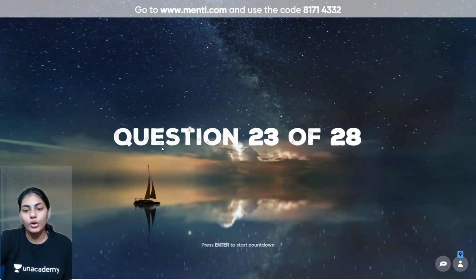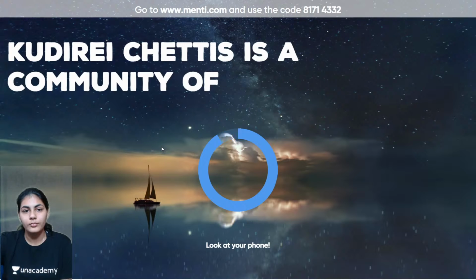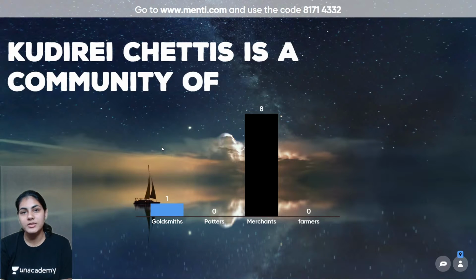Cool. So, question 23. Kudure Chatti is a community of dash. Which occupation did the Kudure Chatti people follow? Were they goldsmiths, potters, merchants, or farmers? A very famous community. They're called Kudure Chattis. It's a local community. In which occupation were they involved? Were they goldsmiths, potters, merchants, or farmers?